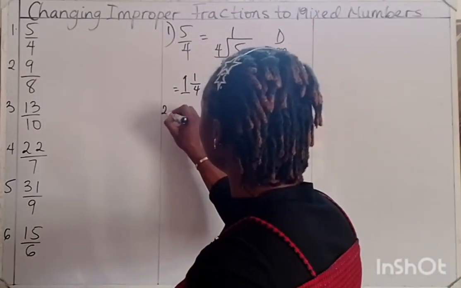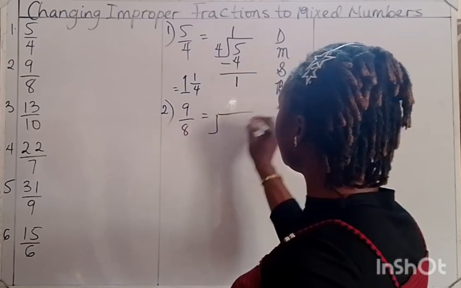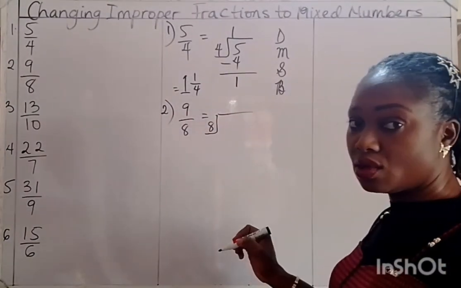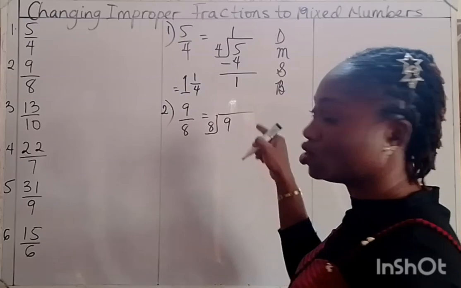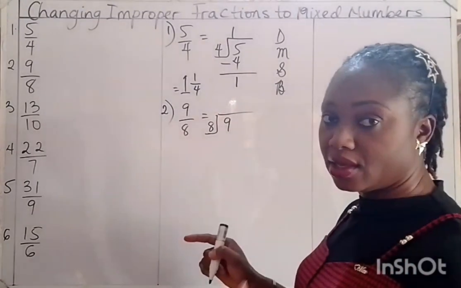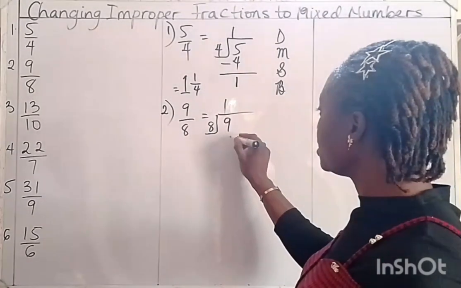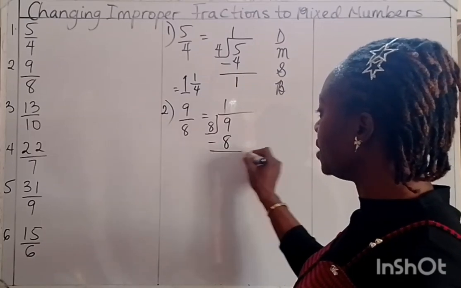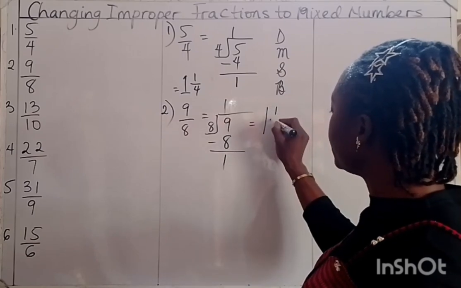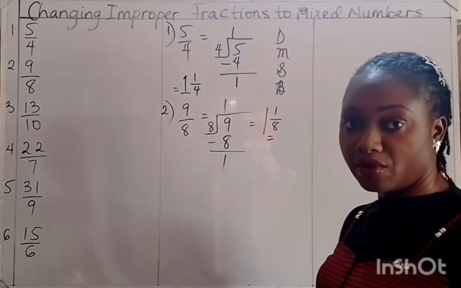Now let's move over to question 2. 9/8. The same process. Your denominator, which is also your divisor, is 8, comes out. Then 9, which is the numerator, goes into the division box. When we divide, how many times will 8 go into 9? It is also 1 time, so it's once, right? Then we multiply. 1 times 8 is 8. And then we subtract. 9 minus 8 is 1. And this gives us 1 whole, 1/8.